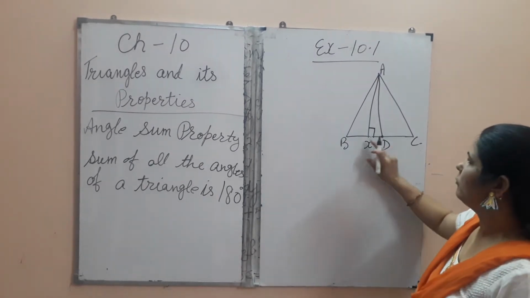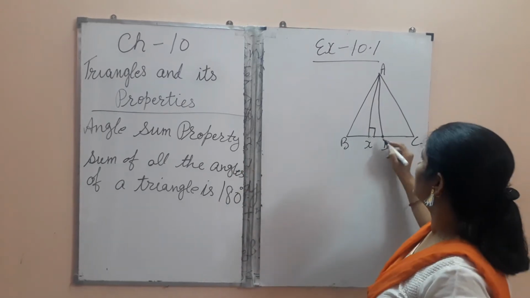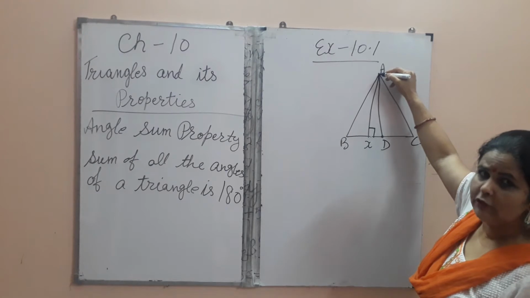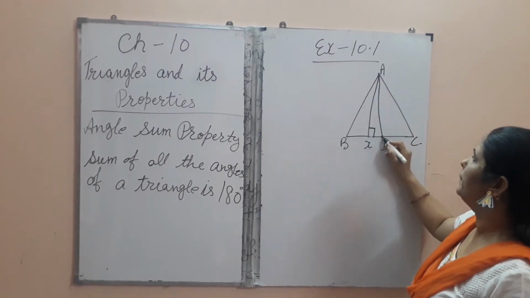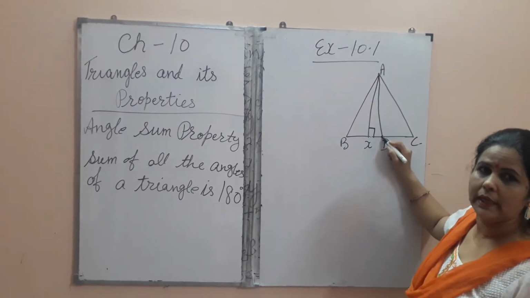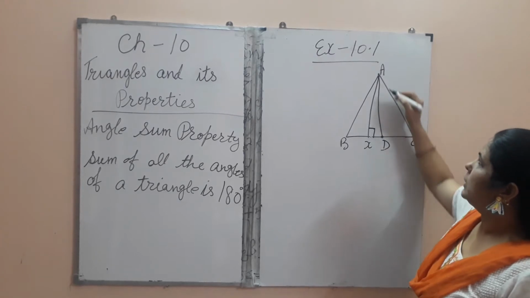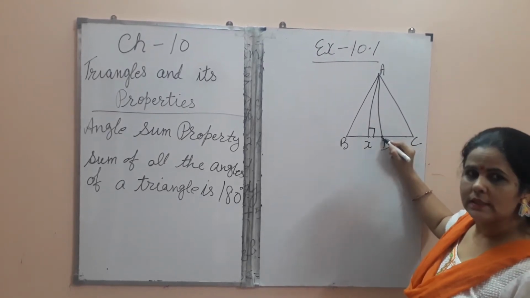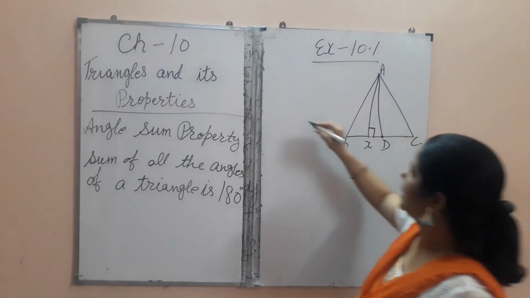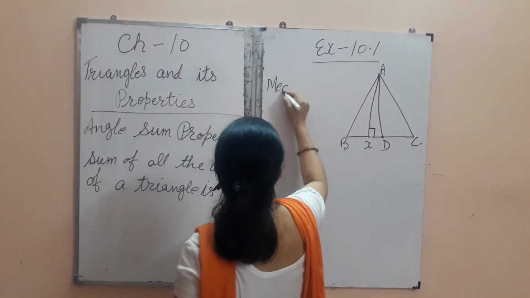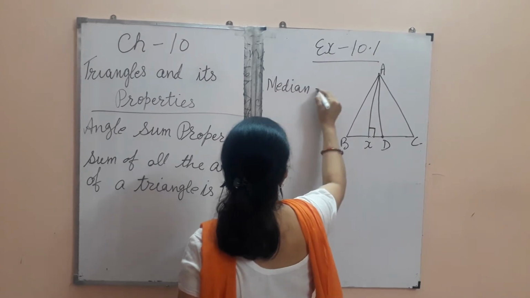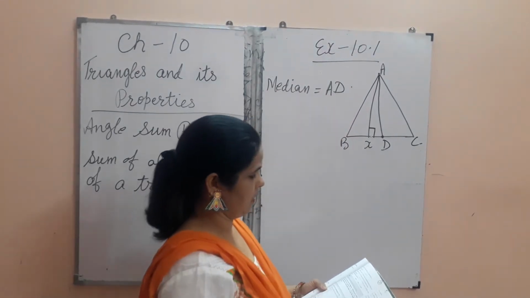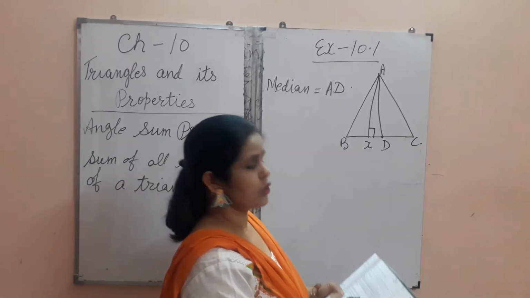Median. Median, what I have told you just now. Median is a line which joins any vertex of a triangle to the midpoint of its opposite side. So D is the midpoint. So the line which is joining the vertex and the midpoint is a median. So AD is the median.